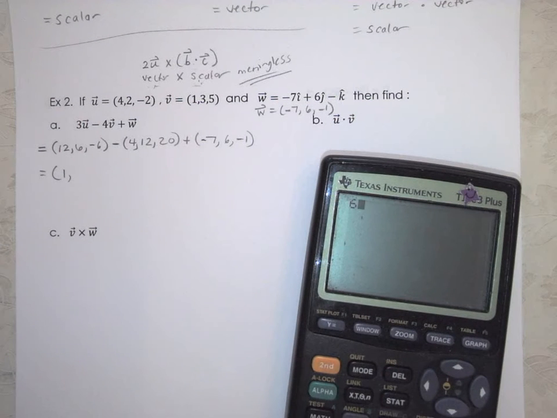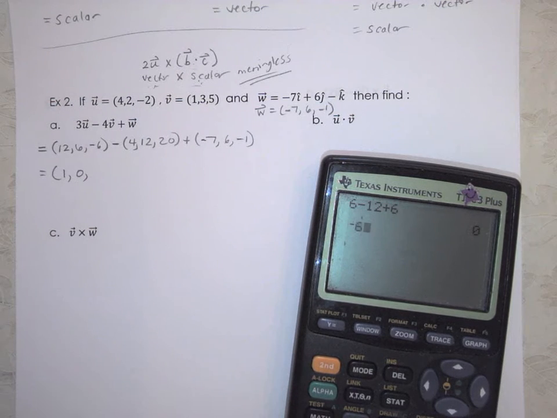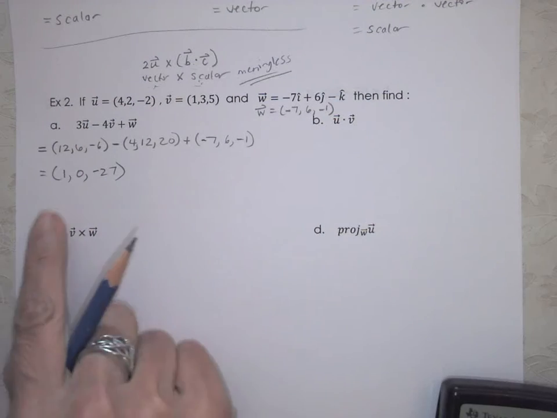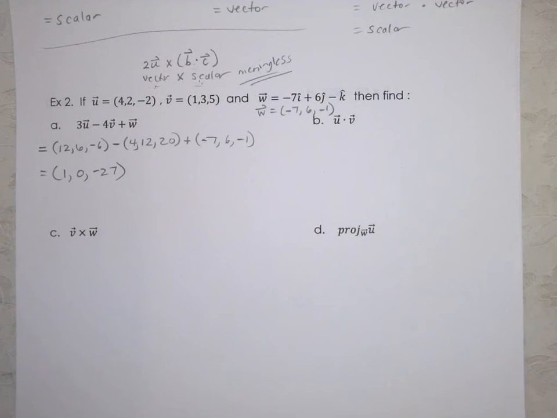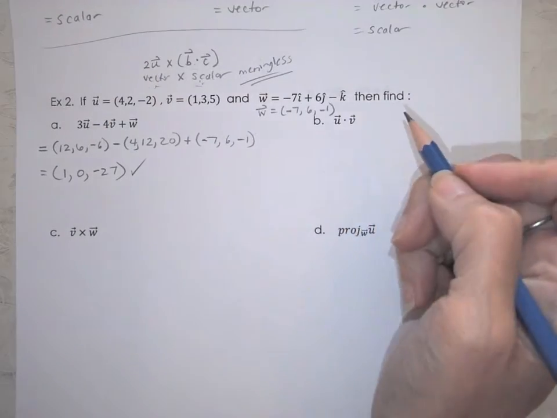6 minus 12 plus 6 gives me 0. And negative 6 minus 20 plus negative 1 gives me negative 27. And my answer is a vector represented by an ordered triple there. Done.